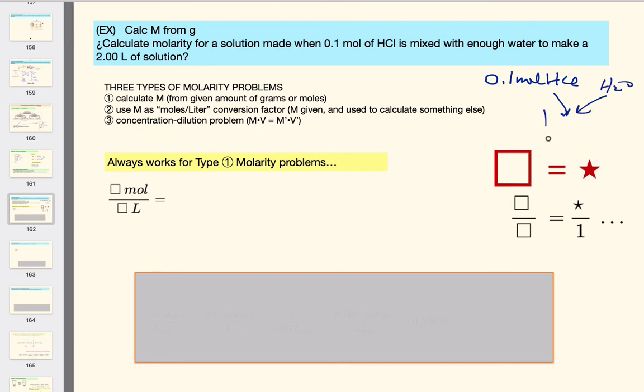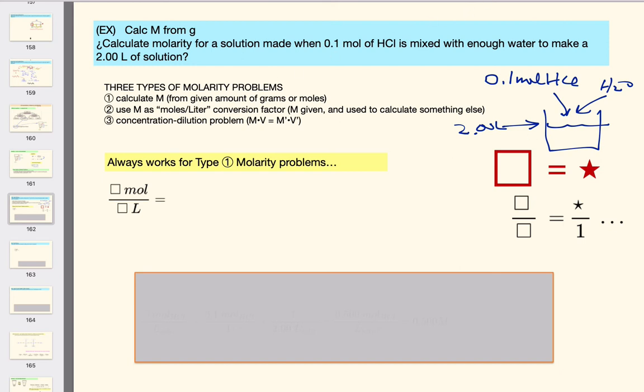so that we can make a solution that is exactly 2.00 liters. Pour in some of this, pour in some of that, top it up to 2 liters. That's what we want. The question now is, how concentrated is that material? Slightly, moderately, or a lot? Well, first of all, let's calculate that.